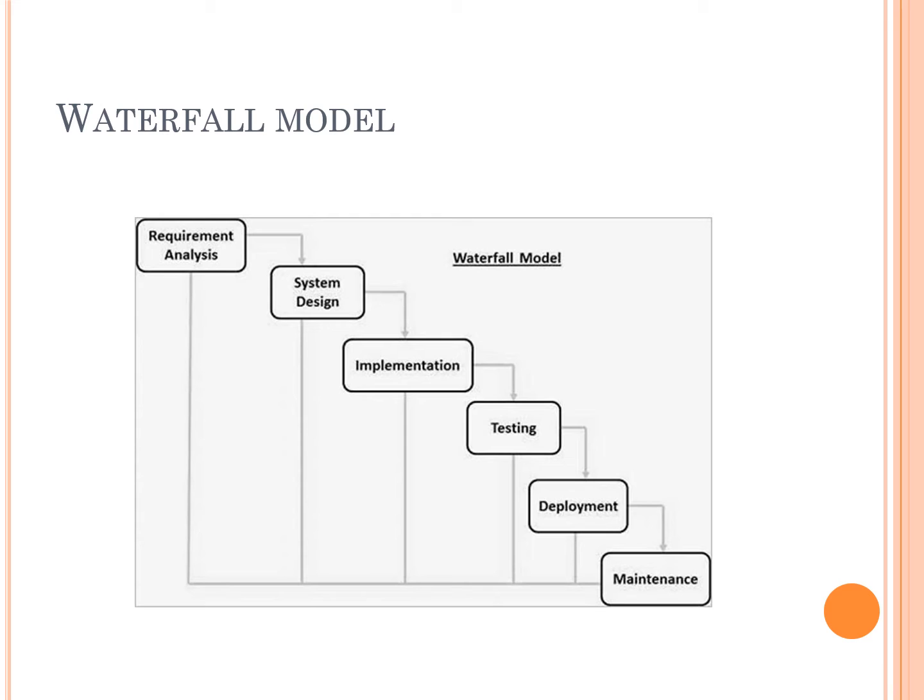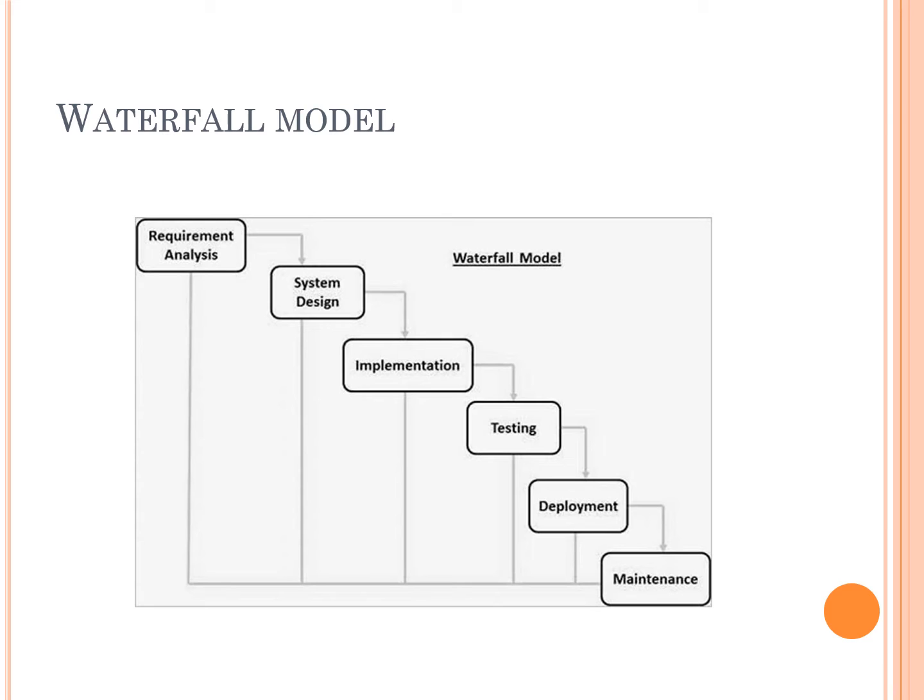In system design, the requirement specification which we get from the first phase is studied in this phase, and the system design is prepared. This system design helps in specifying hardware and system requirements, and helps in defining the overall system structure.